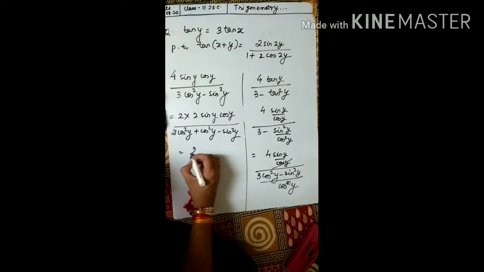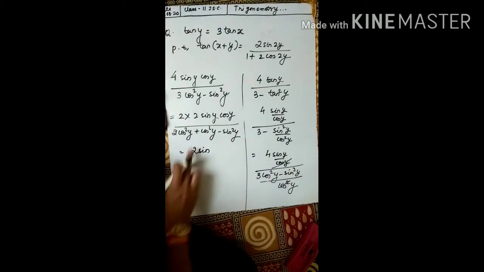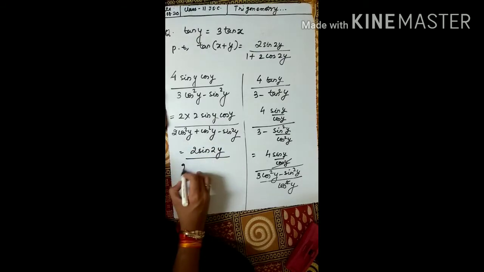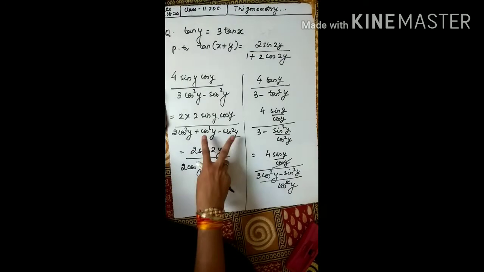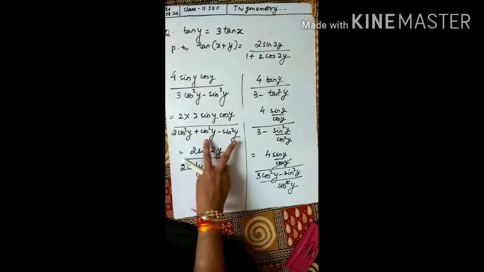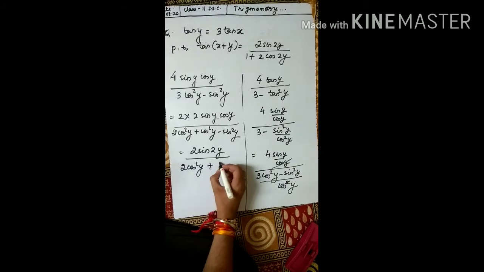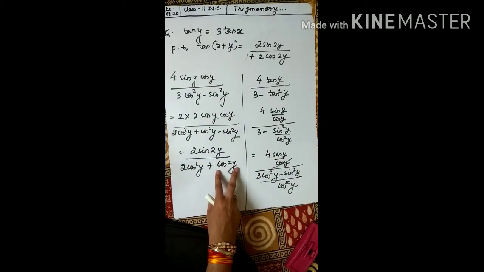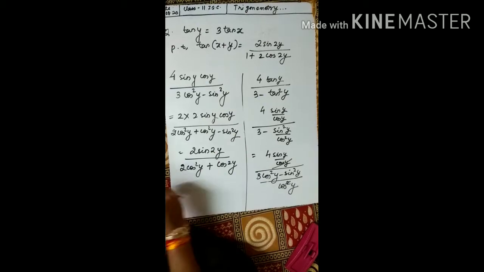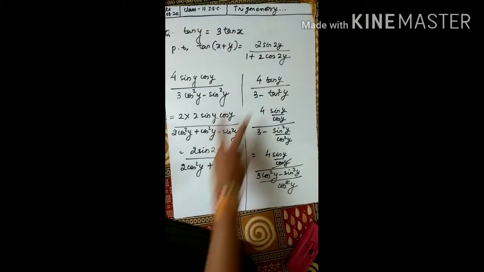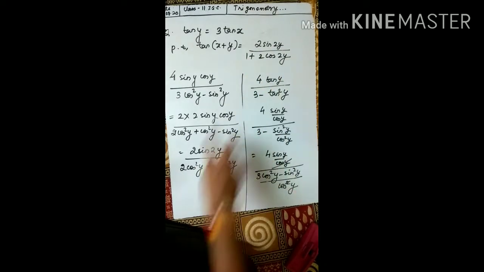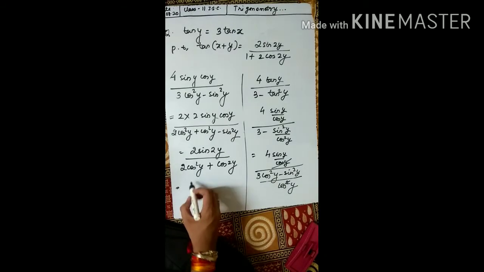Now this can be written as 2, this 2 as it is, and 2 sin theta cos theta is sin 2 theta, so sin 2y. This is as it is, 2 cos square y, and you can write cos square y minus sin square y as cos 2y, because cos square y minus sin square y is cos 2y. So like this we have written, but still it is not looking like our proof. In the proof, in the denominator we have 1 plus 2 cos 2y, but here it is looking different.